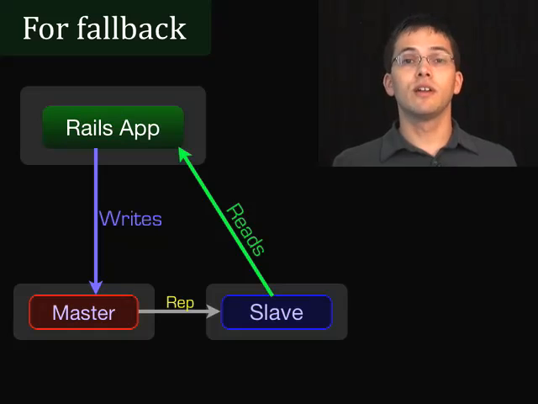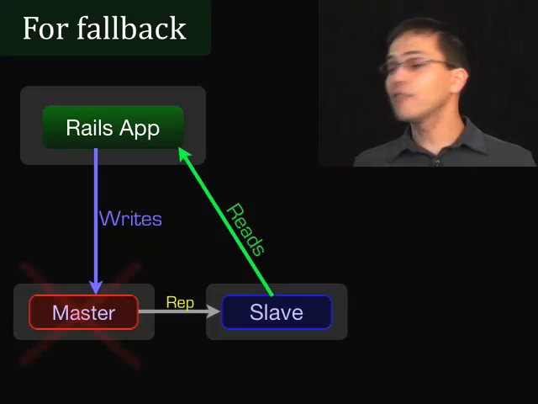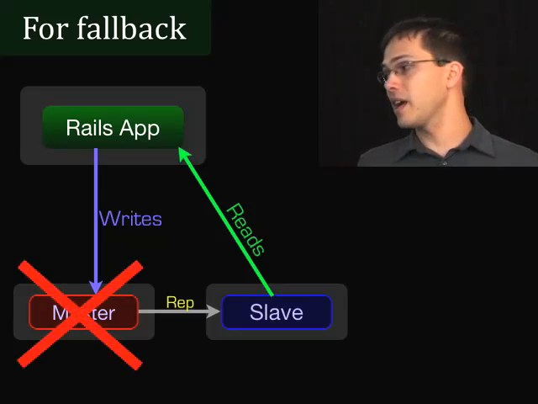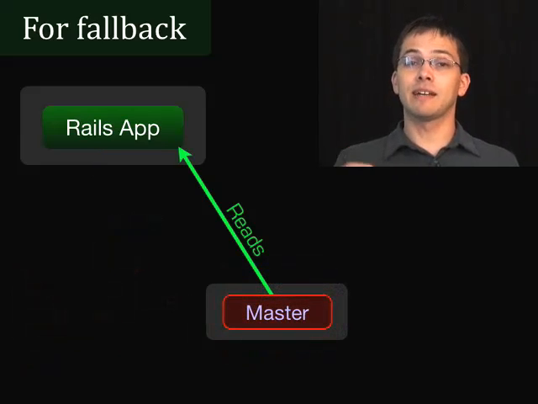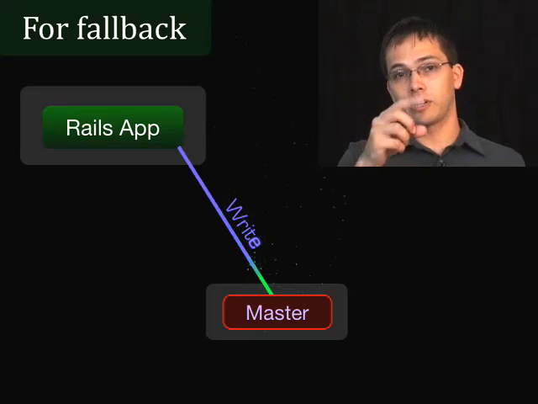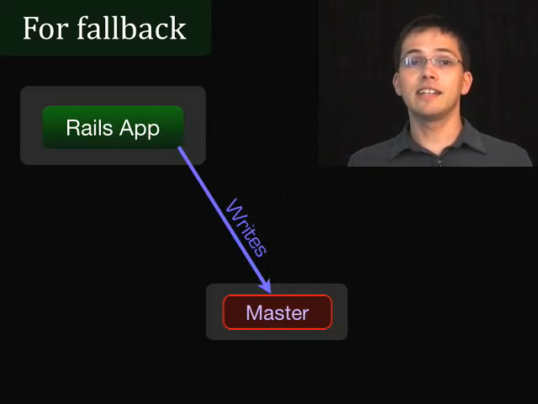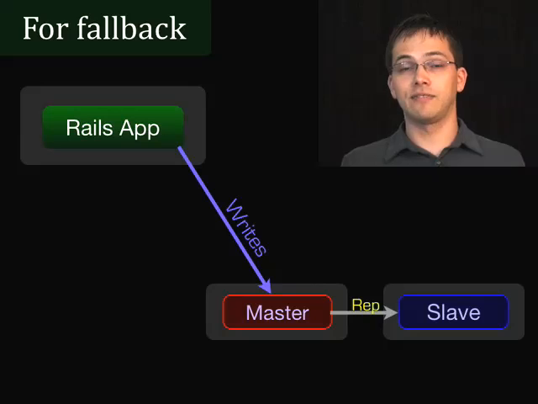First, we can use it for fallback. If something ever happens to our master server and it goes away, well, we can simply change the slave configuration so it becomes the master, point our Rails application at that, and then spawn up a completely new slave database.